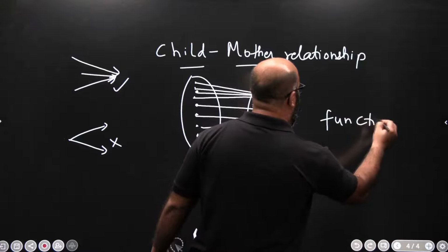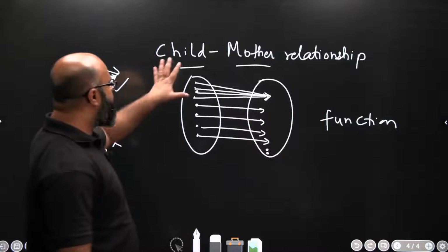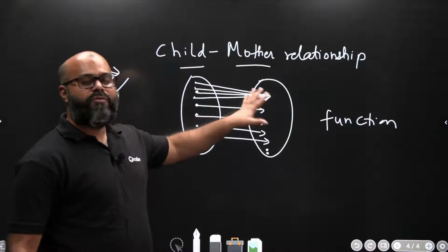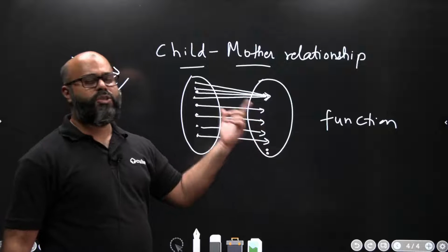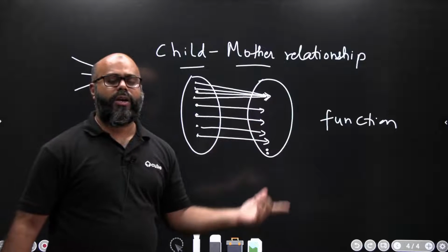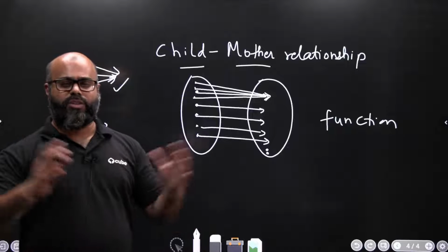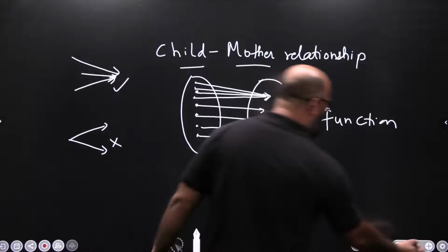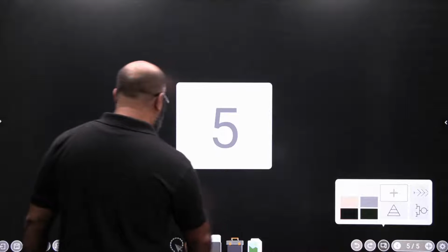So child mother relationship is a function where child is the set A and mother is the set B, whereas brother sister relationship is not a function. So it is a very important example which helps us to understand the concept of function. Now we come to some important functions we come across.